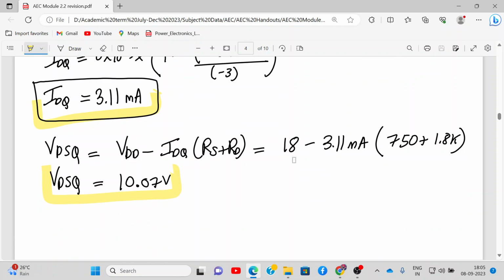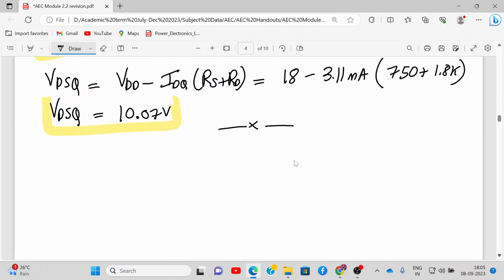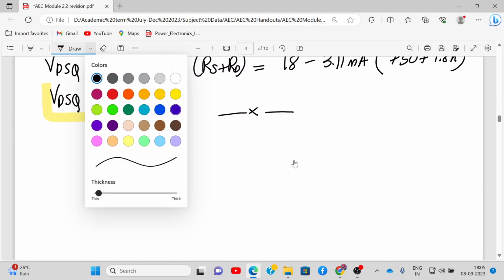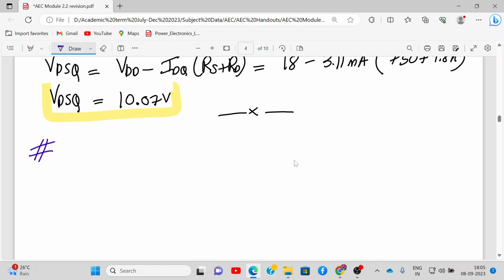Okay, so we have completed the depletion type MOSFET, biasing and numericals. So 60% of the lecture is over. Now we have to go for enhancement type MOSFET biasing. So are we ready? Everyone ready? We'll go for NMOS enhancement type biasing circuits.